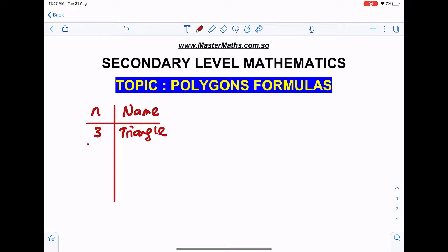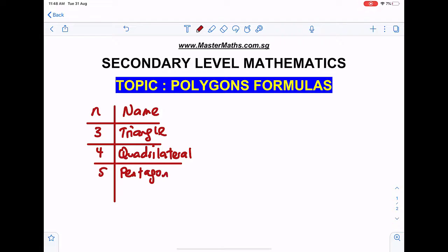If you have a 4-sided figure, many people will say, oh, this is a rectangle, a parallelogram, right? While the specific name is correct, the general name for a 4-sided figure is actually a quadrilateral. Now a 5-sided figure is called a pentagon. And then you go on to 6-sided figures, hexagon, and you can extend up till 10. So let's go through until 10.